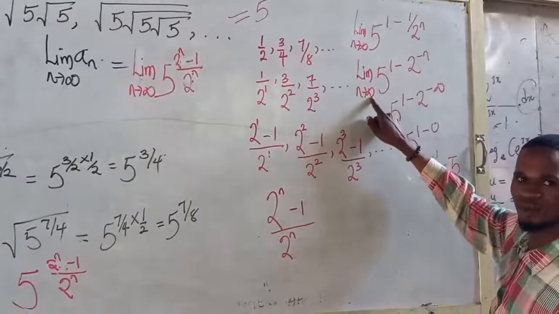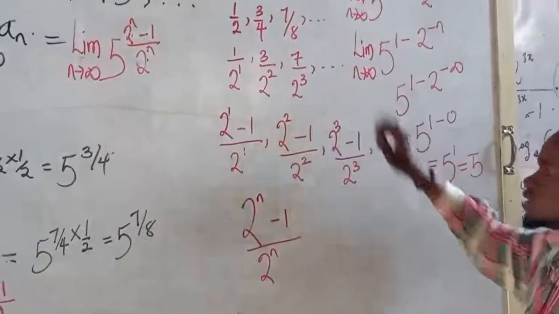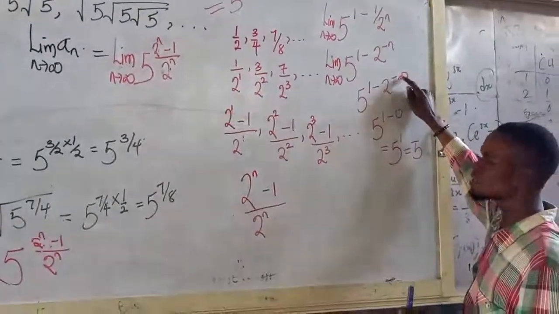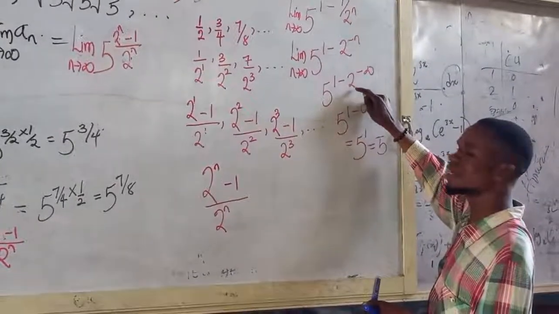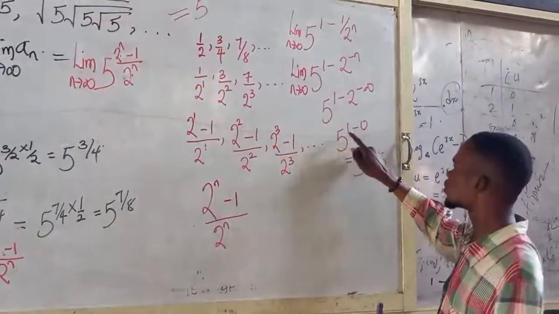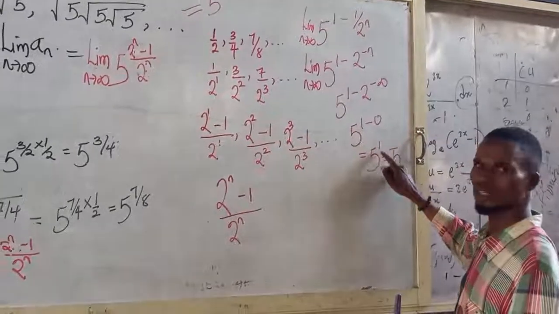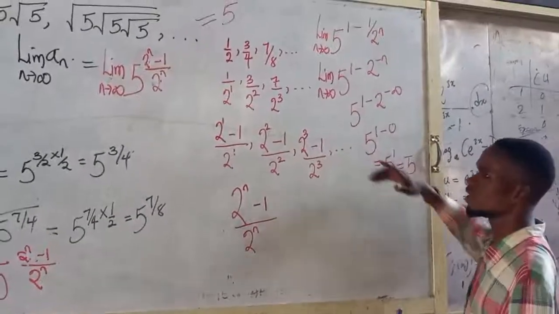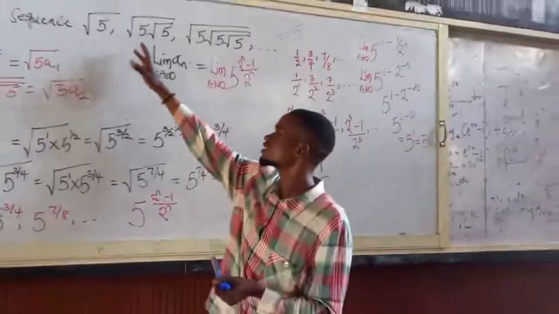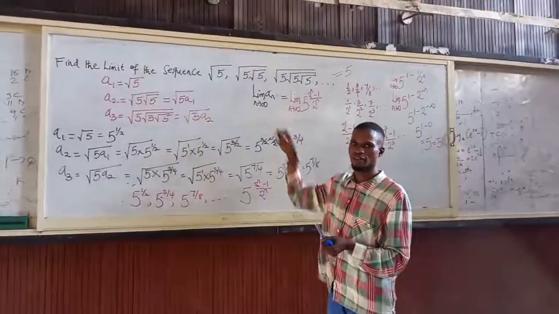Now take the limiting value of this as n tends to infinity. So 2 raised to the power minus infinity, a real number raised to the power negative infinity, is 0. So 1 minus 0 is 1. So 5 raised to the power 1 is 5. And the limit of this sequence, which is the infinite radical, is 5. Thank you.